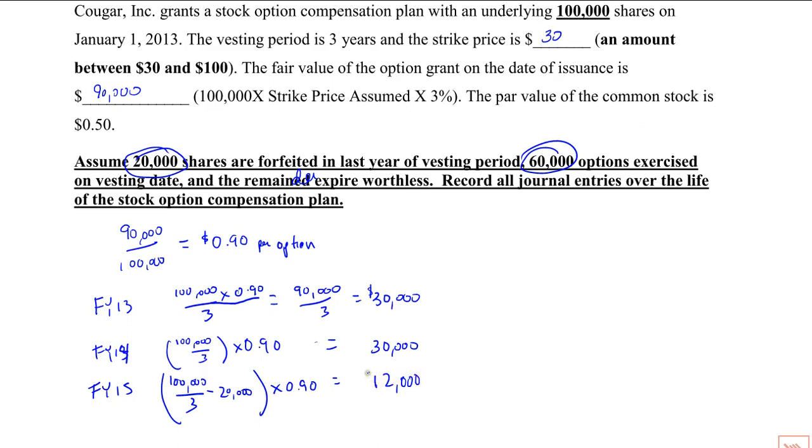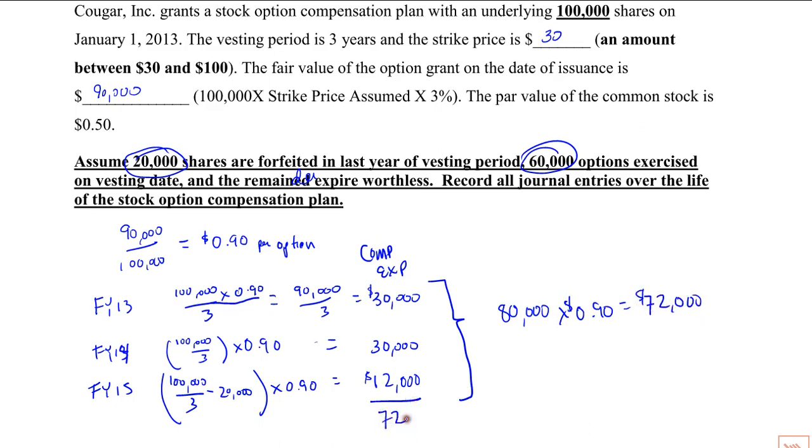Now, how are we going to know that this is right? This is compensation expense here. The options are 90 cents each, and after the forfeiture, there's 80,000 of them. So times 0.9, that should be 72,000. And what's the total down here? 72,000. So that all works out. That's just a double check.